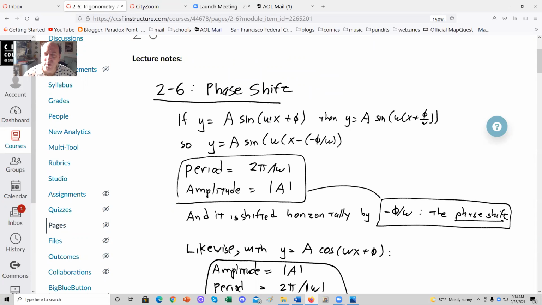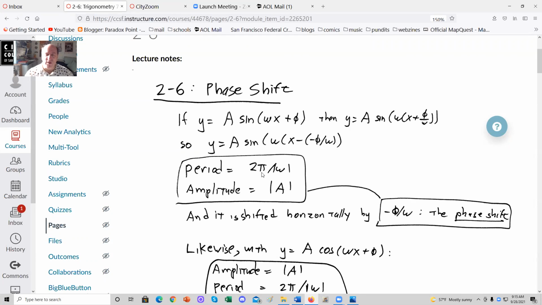So here's what you do. You pull out from these two terms inside the sine a factor of omega. We get a sine omega times x plus phi over omega. Or we rewrite that a little further as a sine omega times x minus negative phi over omega. This negative phi over omega is the phase shift. It's how far left or right we move the sine wave.